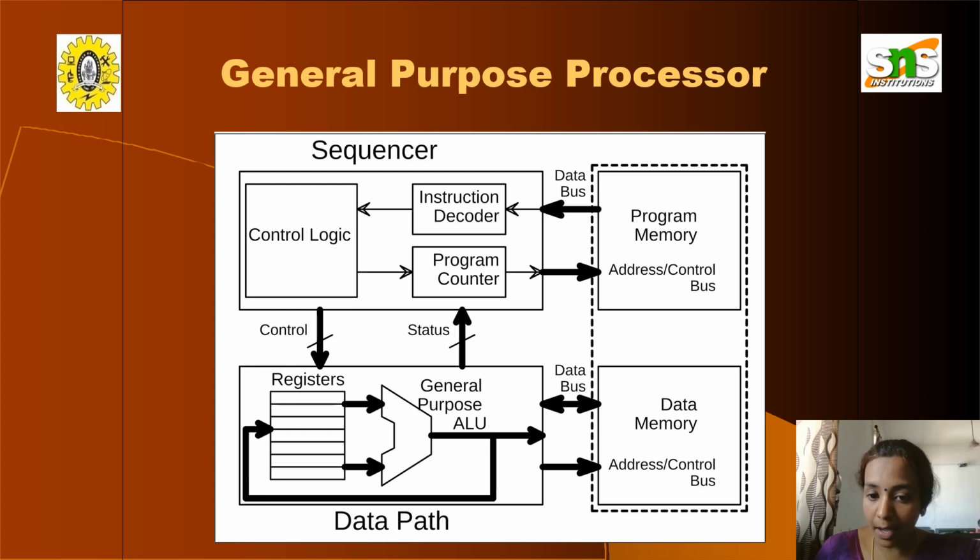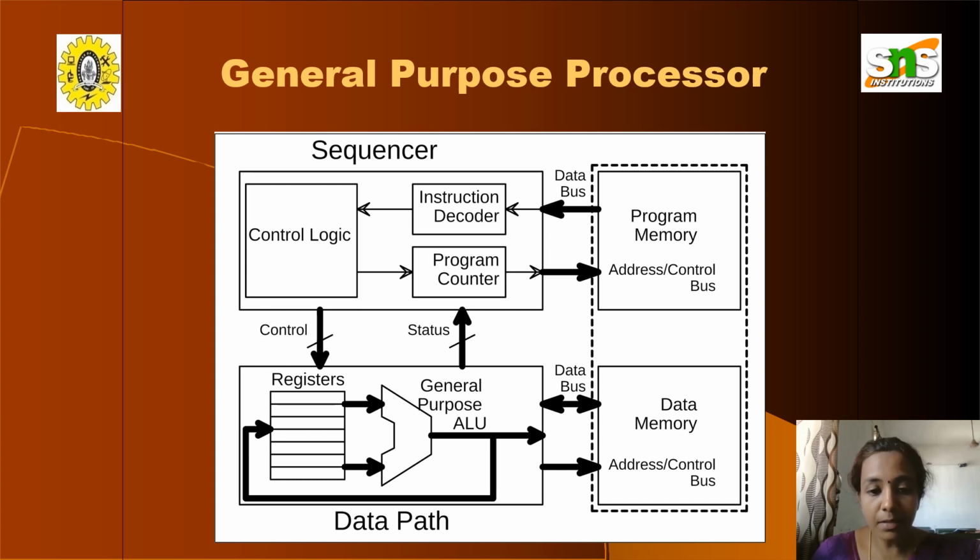So the program memory has the address bus and the control bus. The address bus is used to transfer the address data, address related information. The control bus is used to transfer the control signals. The data bus is used to transfer the data signals. Data memory is used to store the data related information or the raw information. The address bus and control bus would be present both in the program memory and also in the data memory.